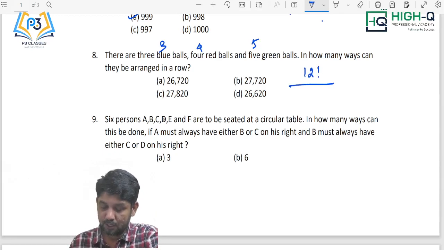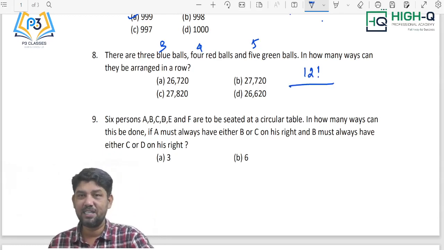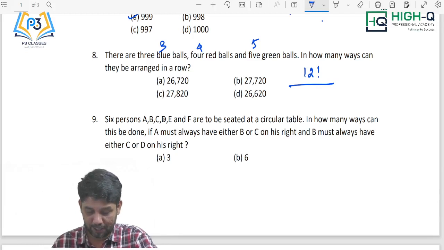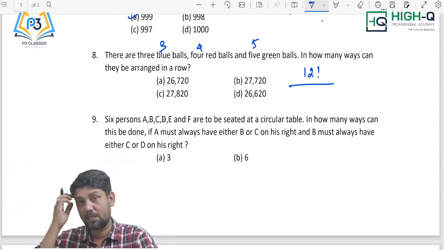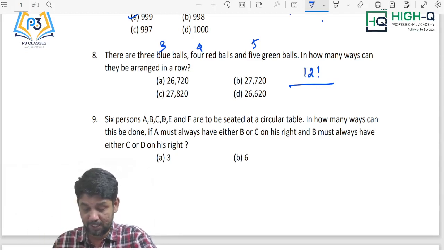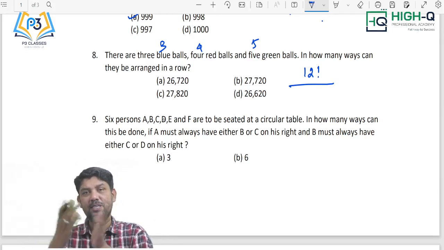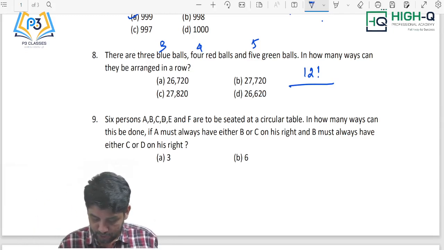Of course, the balls are identical. The shapes are going to be identical. And here 3 blue colors, 4 red colors and 5 green colors. Of course, these are perfectly identical only. So I can say 12 factorial divided by 3 factorial, 4 factorial, 5 factorial. Of course, you know it.